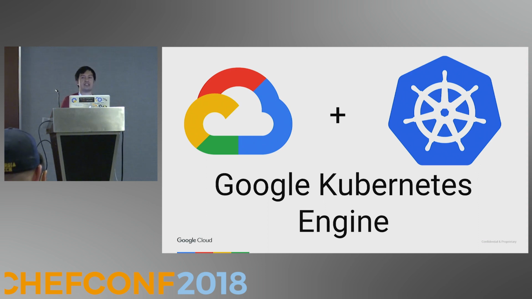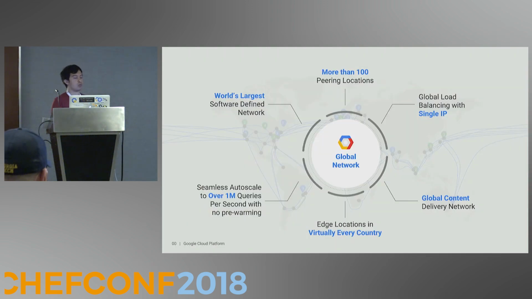So I guess the next question is, well, if I can have Google host my Kubernetes cluster and it's not going to look any different than any other Kubernetes cluster, why should I care? Why should I let Google handle my Kubernetes infrastructure for me? And I'm just going to go through a couple of pretty quick reasons. One, we have the largest network in the world. We run it all on our own private fiber, more than 100 peering locations, pretty much.